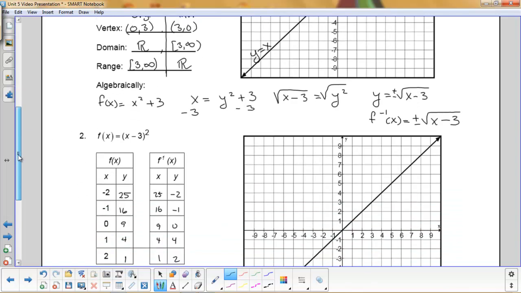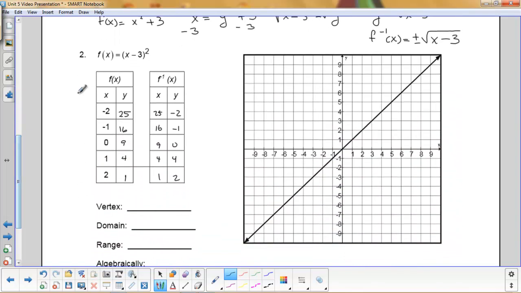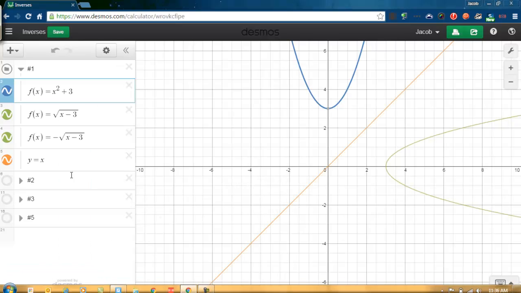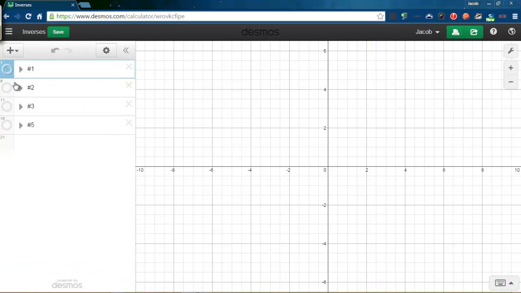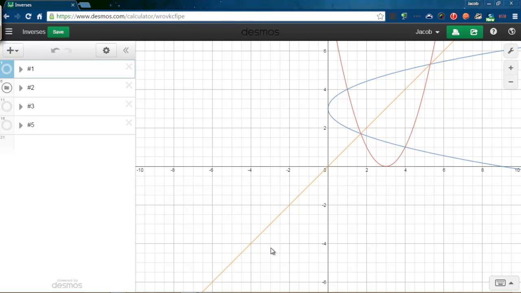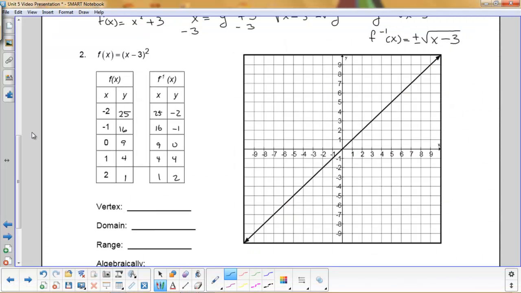All right, question number 2. The tables have been filled for you, so go ahead and fill those in. Let's move on to Desmos so you can see what it looks like in its inverse form. And there it is right there. You can see how the line of symmetry goes right between and intersects at the two places where the graph itself intersects as well. Very useful to help you see that.